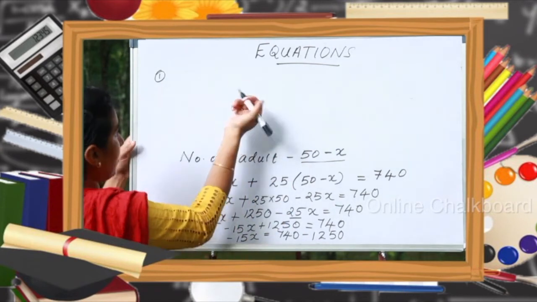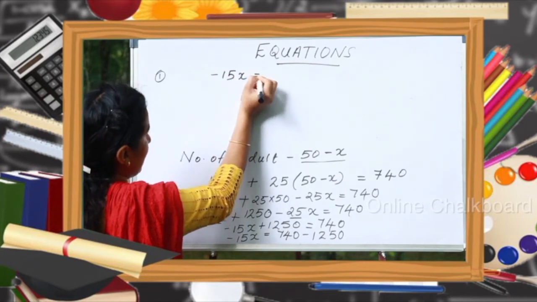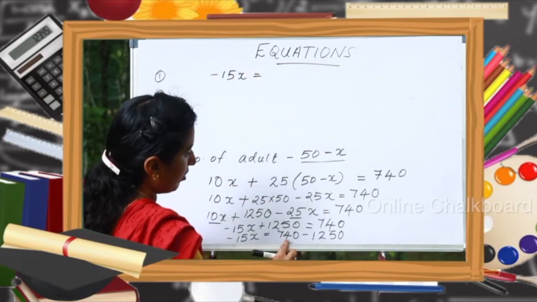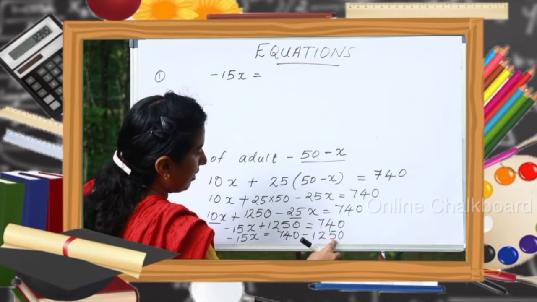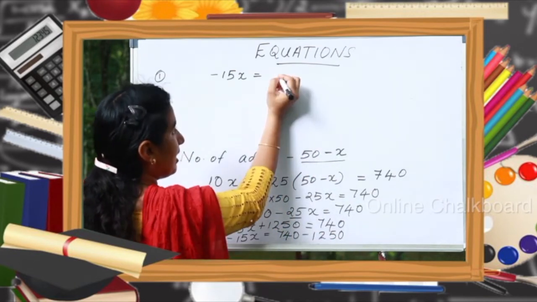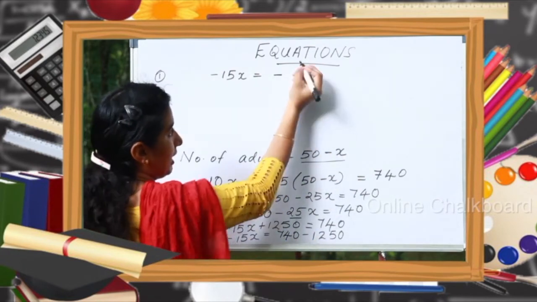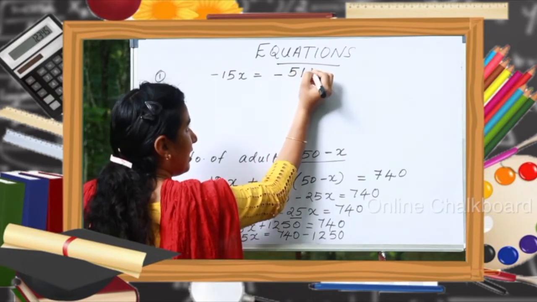Now we will write it. That is minus 15x is equal to 740 minus 1250. Subtract, and we get a negative sign, 510.